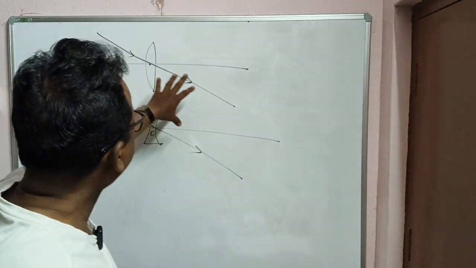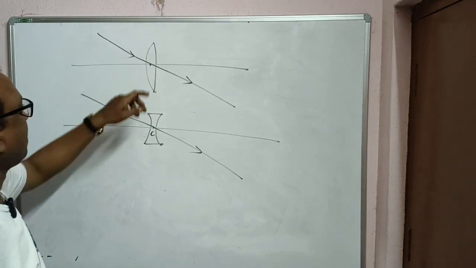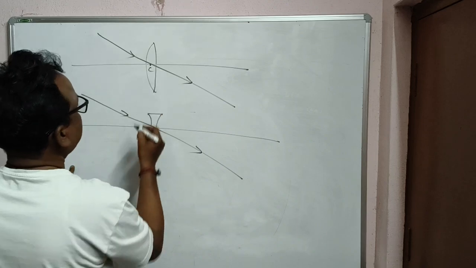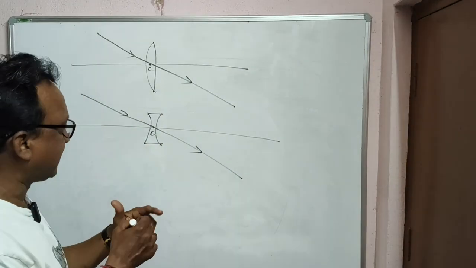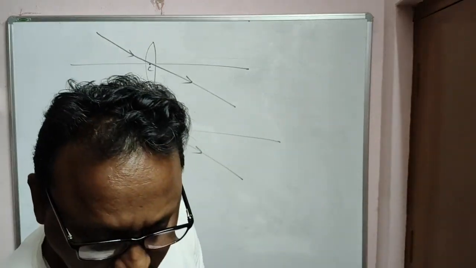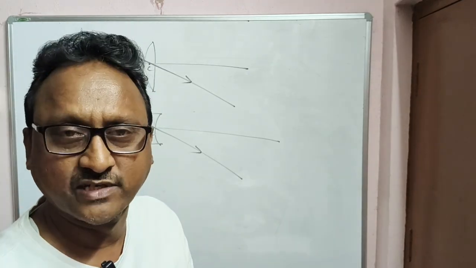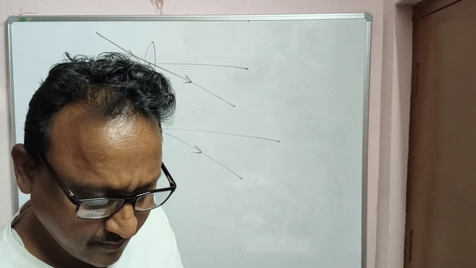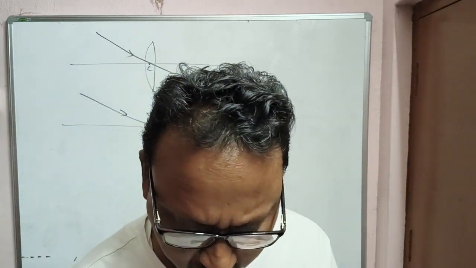So these are the very important properties regarding convex and concave lenses. If light rays go through the optic center, there is no refraction. It goes directly into the lens and emerges from the lens. So these two are very, very important. It will emerge without any deviation. No deviation will be there. Okay, so these are the things regarding convex and concave lenses.